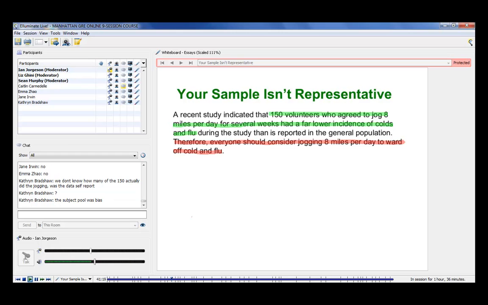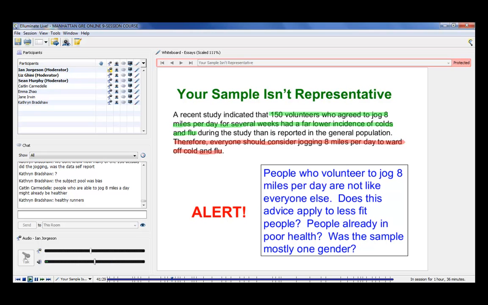What kind of people are being studied here? Why do you think the subject pool was biased? Yeah, because they're people that are able to, and not just able to, but they actively volunteered. This is just really, really bad methodologically. You can't base a scientific study on having your group volunteer to do the activity.